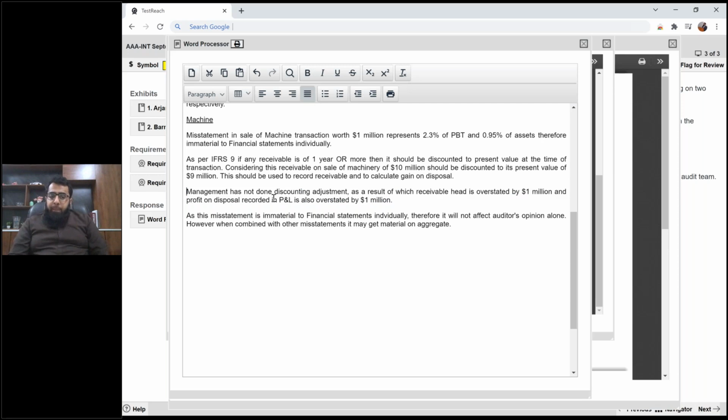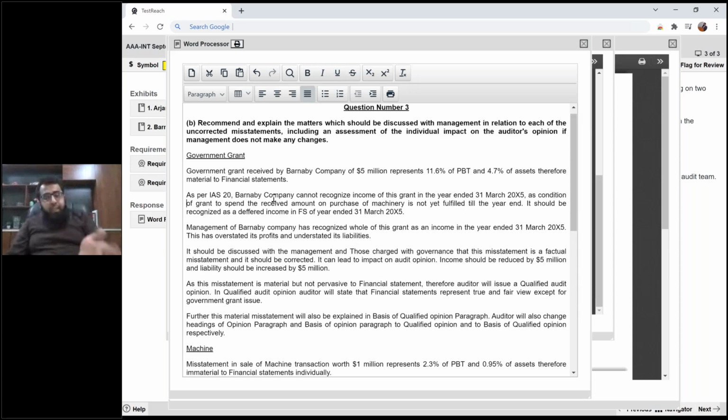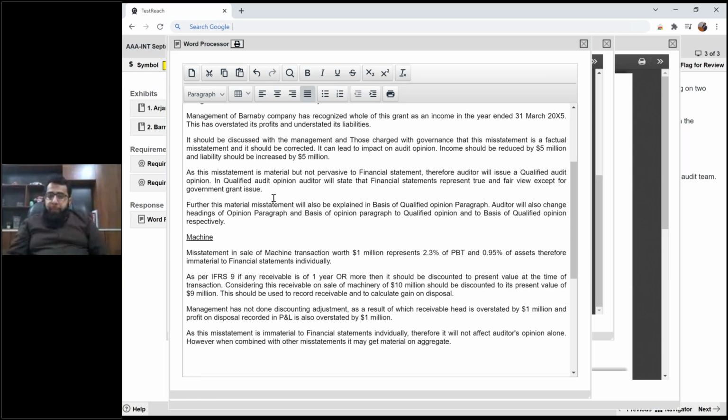Is it clear? So we have done very, very easy 10 marks. But obviously, it was very important that you should have a sound knowledge of accounting standards to do this part. If anyone has any question, please ask. Is it clear?